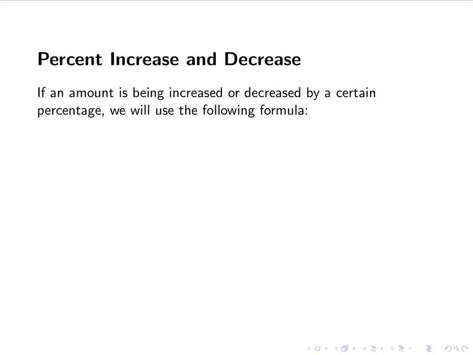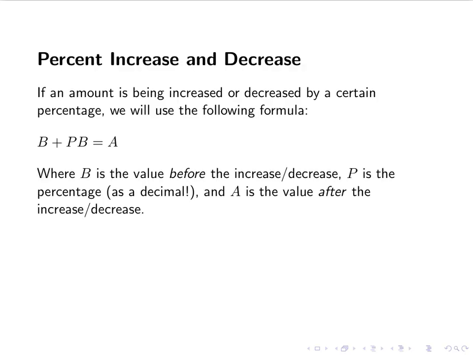So if an amount is being increased or decreased by a certain percentage, we're going to use the following formula, which is a modification of what's generally considered the basic percent equation. So it's b plus p times b equals a, where b is the value before the increase or decrease, p is the percentage, and as always we need to change it from a percentage to a decimal, and a is the value after the increase or decrease.